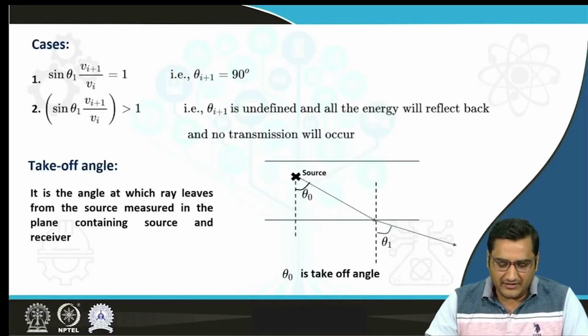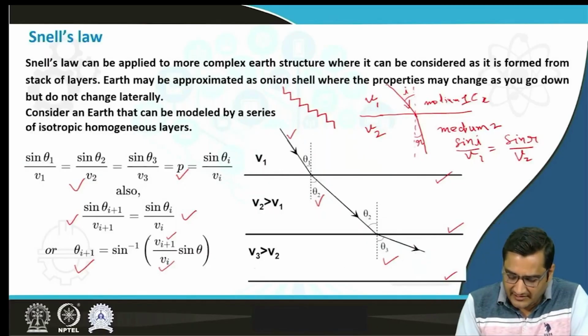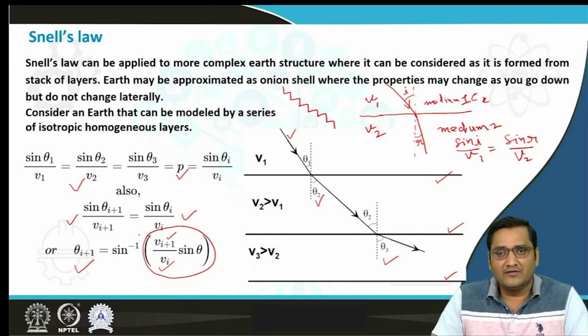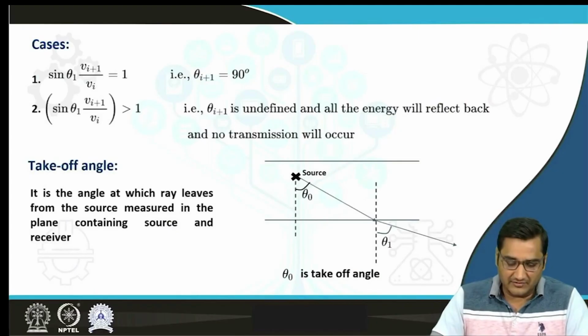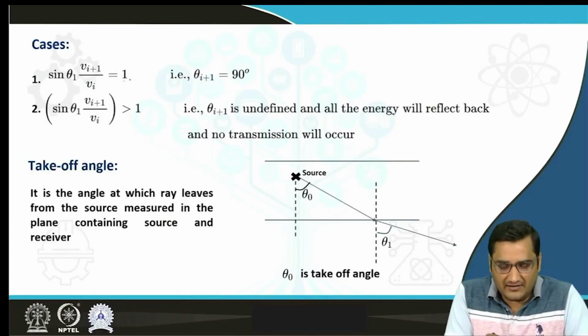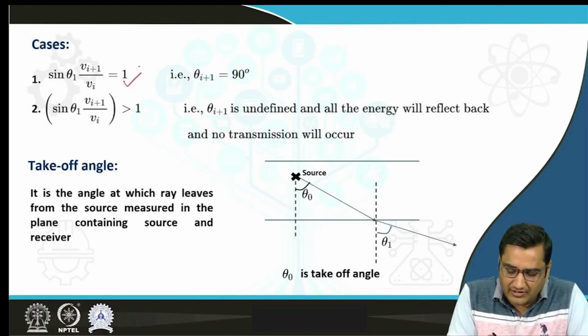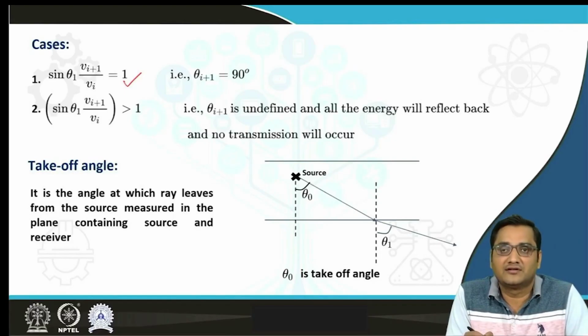There can be two cases in which we consider this sine inverse value: if it is equal to 1, or if it is greater than 1. The first case is when the value inside the arc sine is equal to 1. When it is equal to 1, that means you are solving for sine inverse 1.